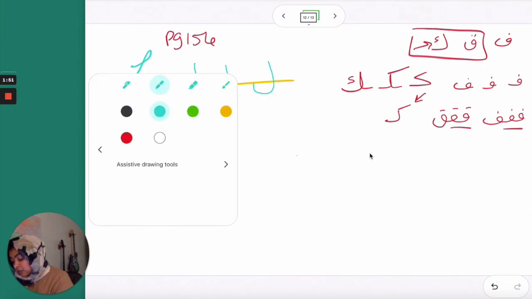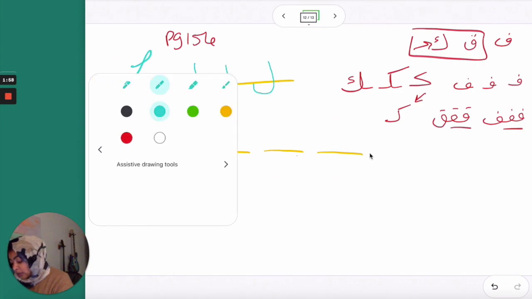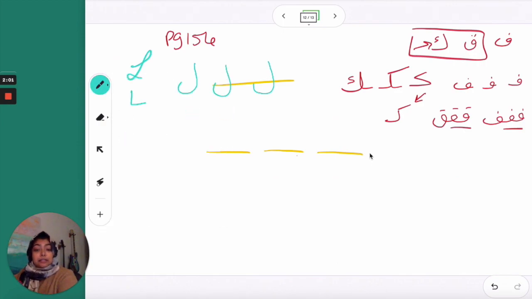Okay. Now, we're just going to jump right in because there are a lot of things we're now going to be able to do with the letter lam, which is exciting. So we want to talk about what it looks like initially, medially, and finally. In initial position, lam looks like a straight line and it's connected. So what does that look similar to? This is an alif, which is also a straight line. What is the difference between an alif and a lam? They're both straight lines. Alif is ride or die. It does not connect to the next letter. Lam, however, does connect to the next letter, right?